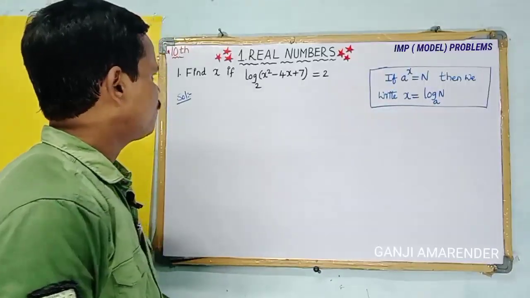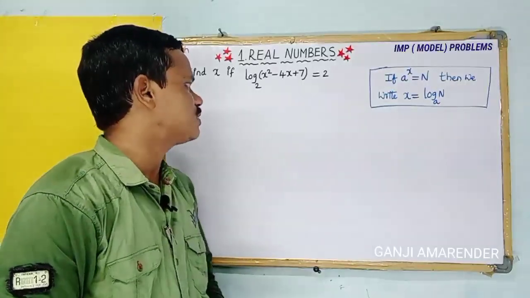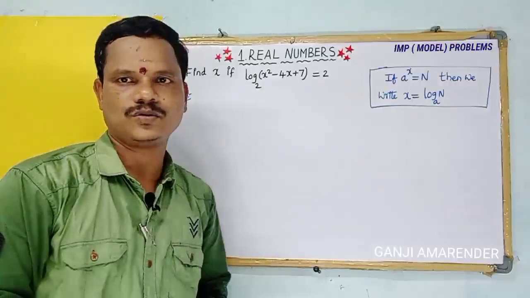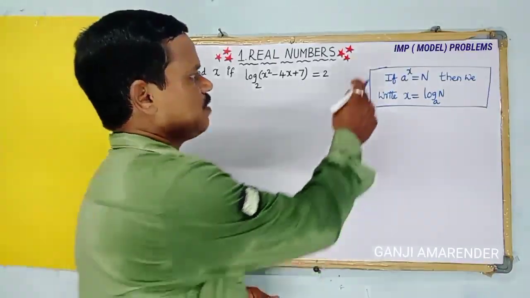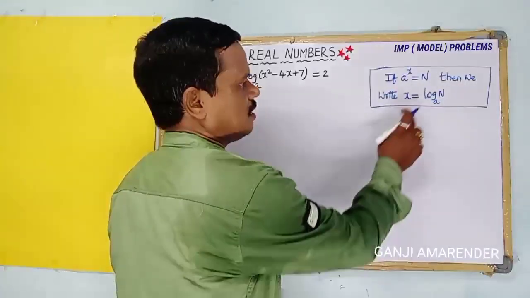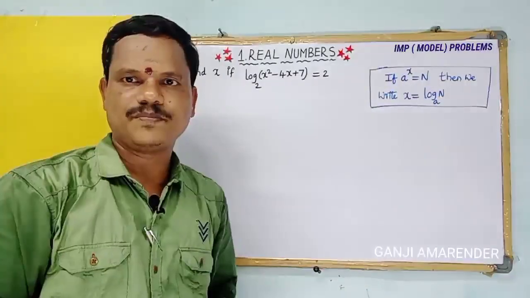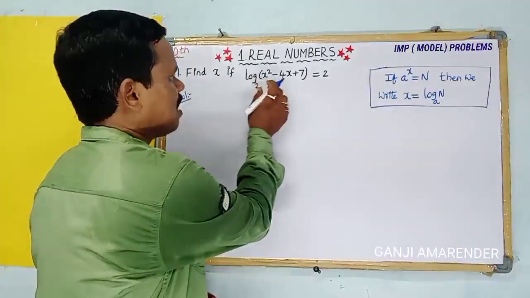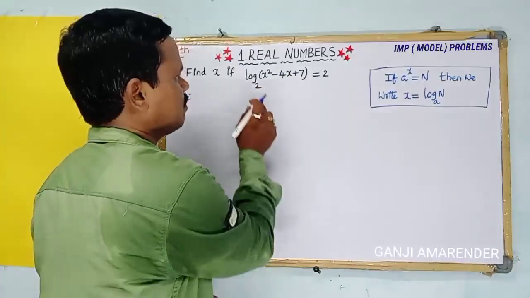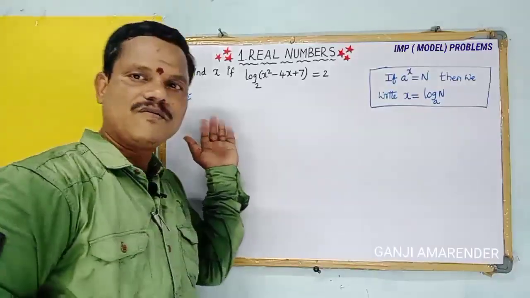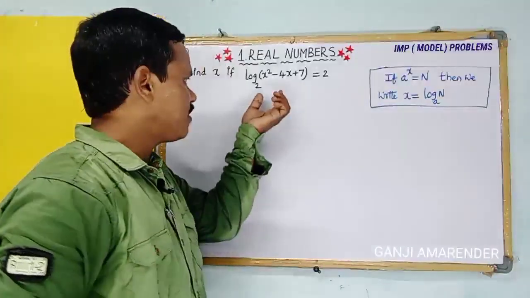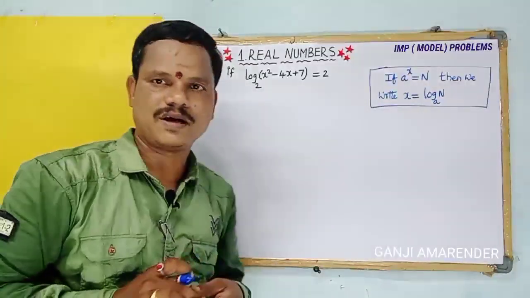Find x if log of x square minus 4x plus 7 base 2 is equal to 2. Okay, we know that if a power x is equal to n, then x is equal to log n base a. Here, we have to find the value of x. By simplifying this we get the value of x.